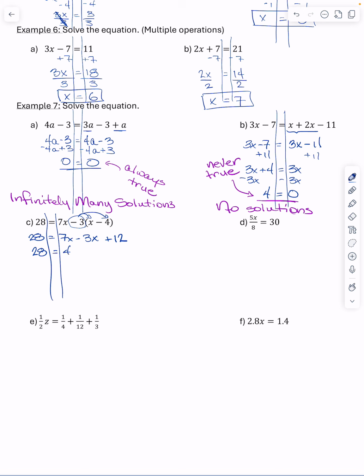28 equals 4x plus 12. I'm going to go ahead and subtract the 12 from both sides. I get 16 equals 4x, and when I divide both sides by 4, I get x equals 4. Keep in mind, it doesn't matter if the x is on the left side or the right side. This is an equation, and those sides are interchangeable.